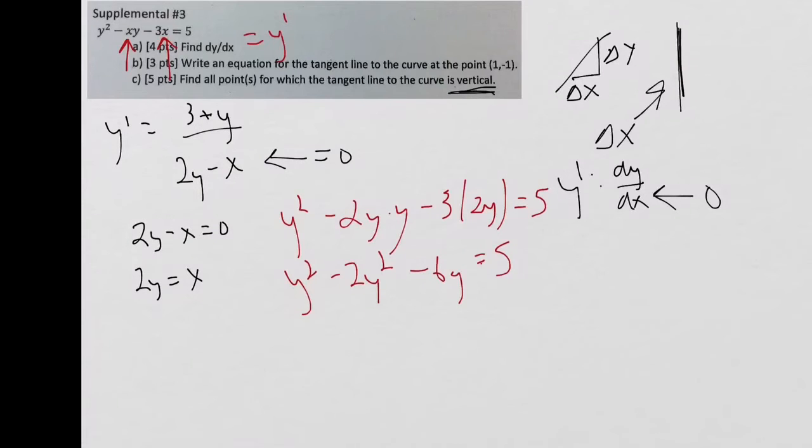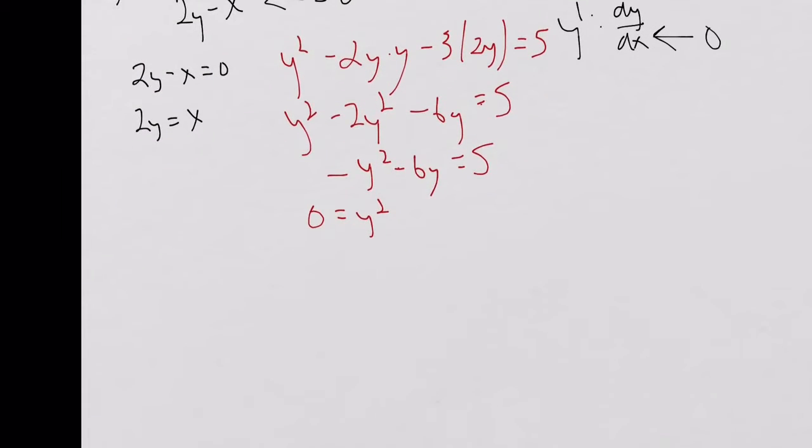Here I notice, oh, it's a quadratic. So I want to get everything onto one side. Actually, I'm going to leave everything on one side at first. When I do y squared minus 2y squared, I get negative y squared minus 6y is equal to 5. The reason why I simplified that first is because now I recognize, oh, I don't like it when quadratics have negative coefficients in the front, so I'm going to take these two terms and move them over there. So that gives me 0 equals y squared plus 6y plus 5.